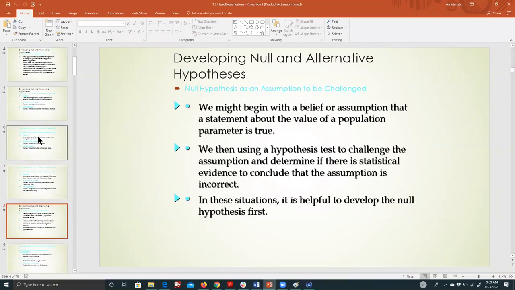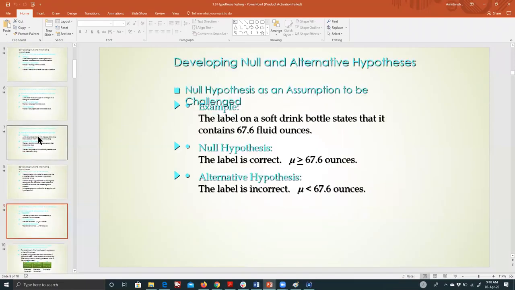So basically you can start with an assumption or a mathematical belief that the value of a population parameter is true, whatever it is, mu or standard deviation or something else. We then use a hypothesis test to challenge the assumption and determine if there is statistical evidence to conclude that the assumption is incorrect. But in these situations, first you should know what the null hypothesis is, isn't it? Otherwise, what are you really challenging here? Okay, so this you might relate to very clearly immediately.